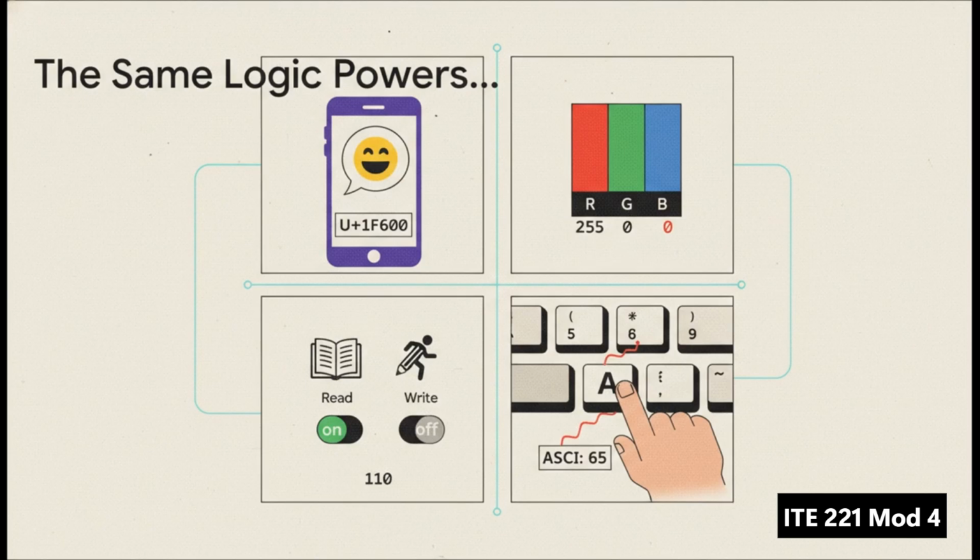That emoji you just sent? It's a 4-byte hexadecimal number being decoded. The colors popping on your screen right now? They're just numbers that represent amounts of red, green, and blue. File permissions, keyboard taps, mouse clicks. It's all just numbers being encoded, decoded, and manipulated 1 bit at a time.